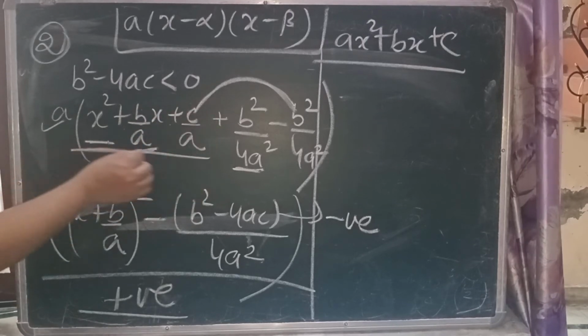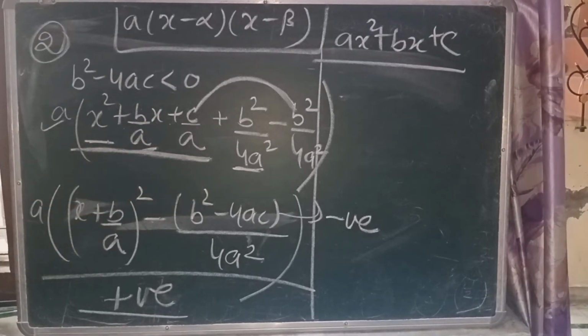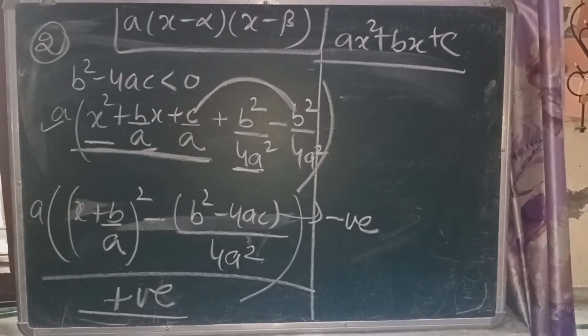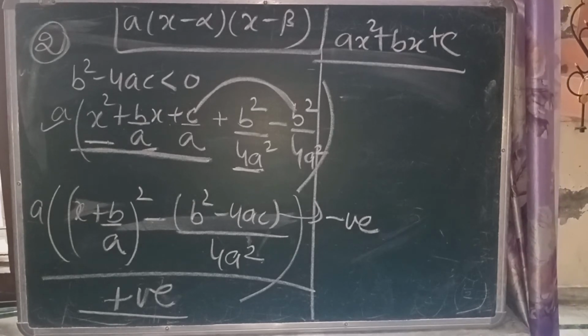Till here I got this equation. What I did, I just wanted to make it a perfect square because I will try to make it positive. If something is left, then I will say okay, that is negative. But first of all, I will try to make it a perfect square.